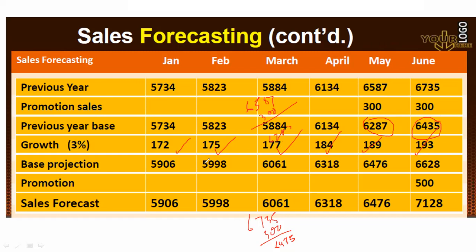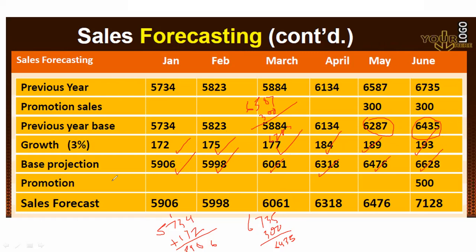For the base production, when you add 172 to 5,734, you get 5,906. 5,823 plus 175 is 5,998. 5,884 when you add 177 is 6,061. 6,134 when you add 184 is 6,318. 6,287 plus 189 is 6,476. And 6,435 plus 193 is 6,628.